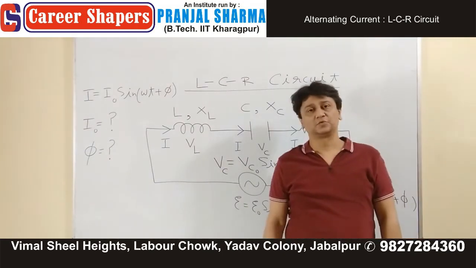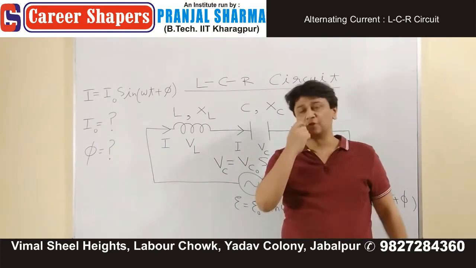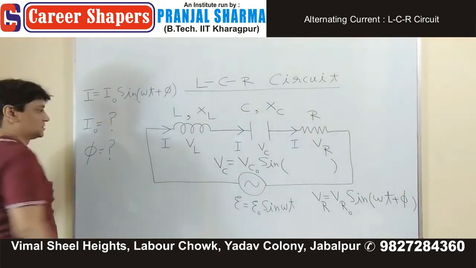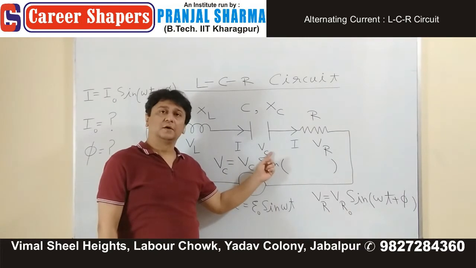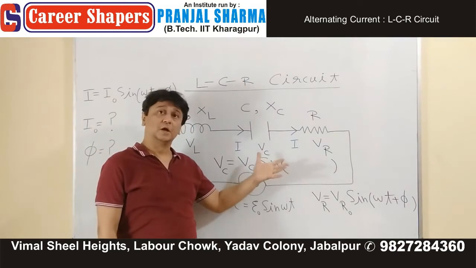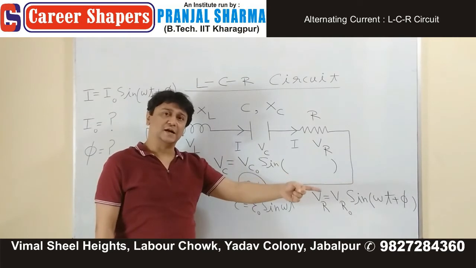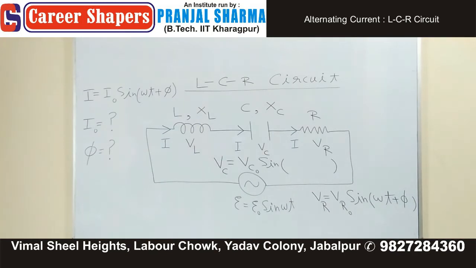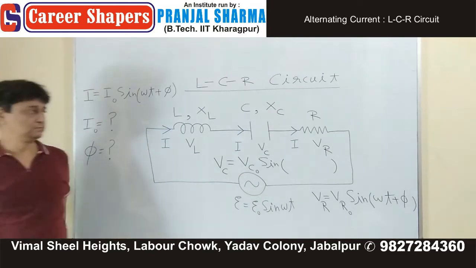For capacitors, we used to say that a phase difference of 90 exists between current and potential difference. If you see I and if you see VC, a phase difference of 90 is present between these two, such that I leads in phase by 90 degrees. This is the hint. If you wish, you can write this hint also.